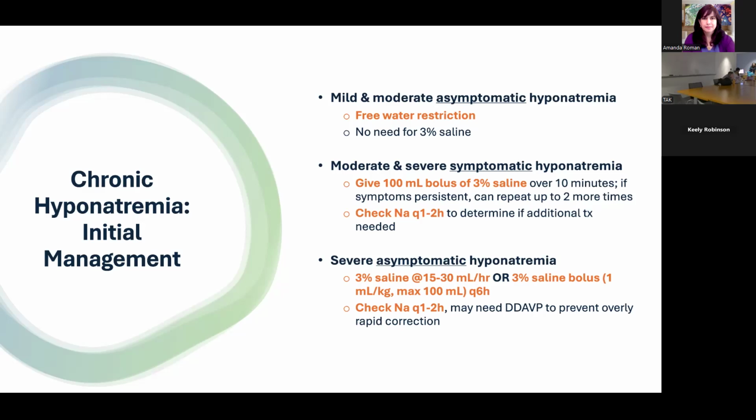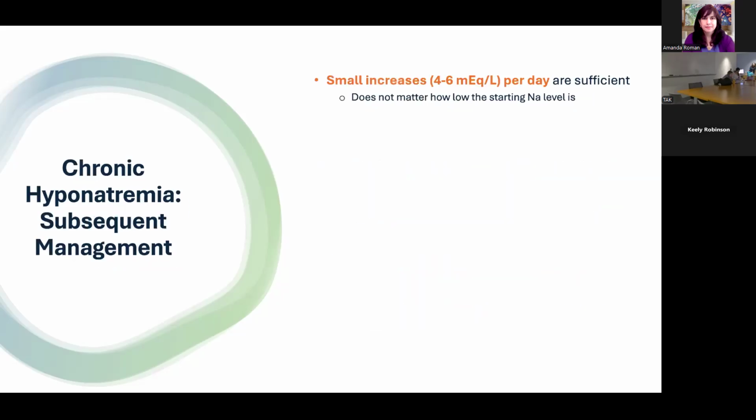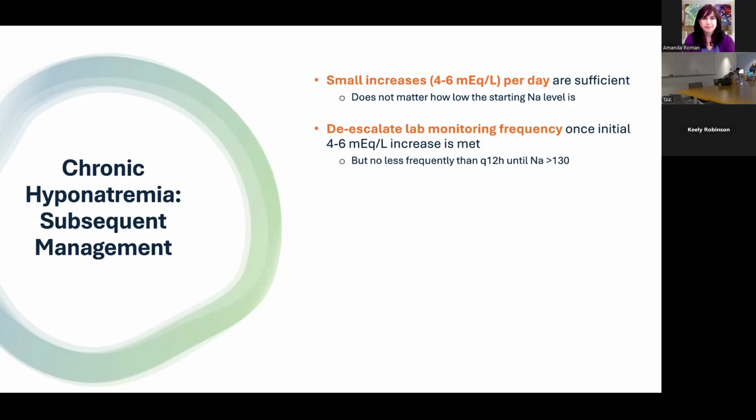They may actually end up needing also concomitant DDAVP to just kind of be the brake to the acceleration with increase in sodium levels. So once you've gotten them to their goal of an increase of 4 to 6 milliequivalents per day, you don't need to go any more than that. It does not matter how low the starting sodium level is, because the risk of osmotic demyelination increases if you are overcorrecting in any capacity. You can also de-escalate lab monitoring once the initial 4 to 6 milliequivalent increase is met, but until it's greater than 130, you really shouldn't be doing labs any less frequently than every 12 hours.